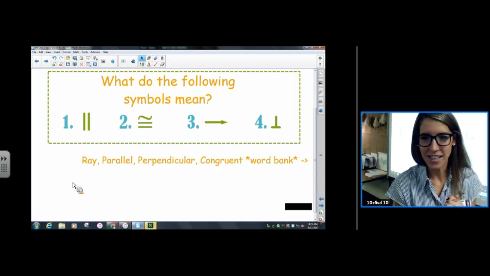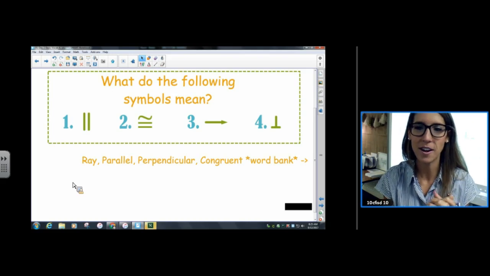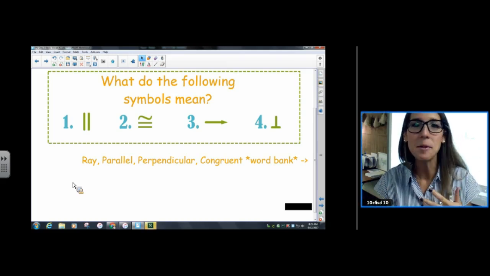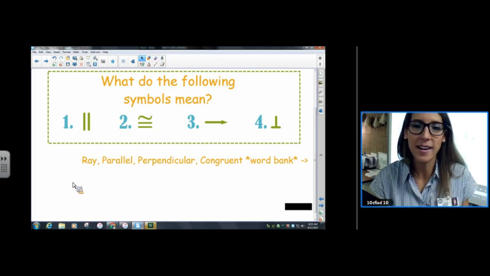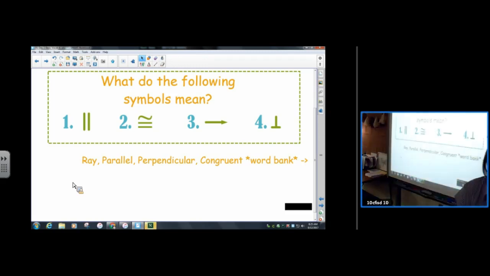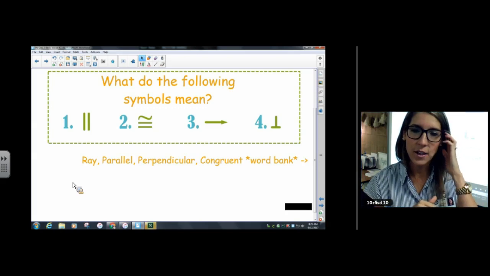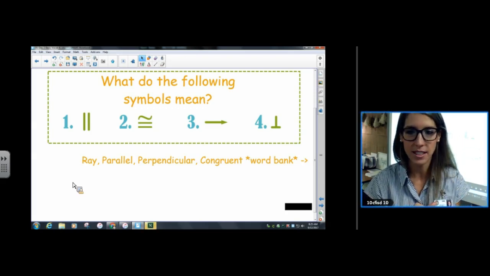Alright, so we're going to start off today with a very simple warm-up, not stretching your brain too much to start off with. We're just going to go over some symbols. I love symbols because symbols mean that we're not having to write the word out. It's shorthand. So let's look at these symbols, and I even gave you a word bank so you could use your context clues and your prior knowledge. That first one, number 1, what does that symbol stand for?